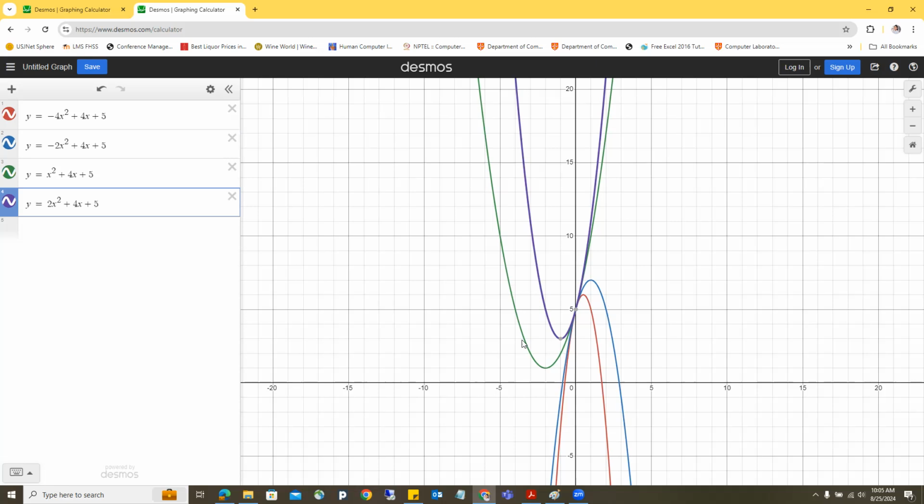From the a value, we can conclude whether the entire graph is concave up or concave down, which means whether it opens up or down. We can consider that from this value itself. So here we have minus 4, here we have minus 2. Minus 4 is the red color one, minus 2 is the blue color one. What has happened there? When the value increased, is the graph getting wider or narrower?